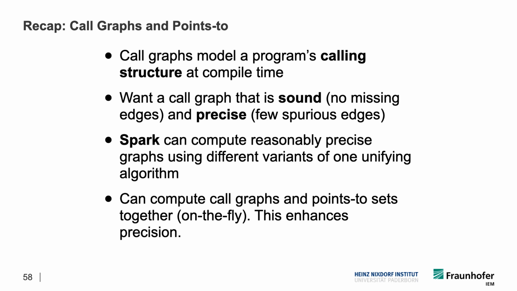So just to recap, call graphs model a program's calling structure at compile time. And we want to have a call graph that is sound, so it's not missing any edges, but it's also precise, so it has maximally few spurious edges. And Spark can compute reasonably precise call graphs using different variants of one unifying algorithm, like I showed you. And it can actually compute call graphs and points-to sets together on the fly, right? And then this actually enhances precision if you do it that way.